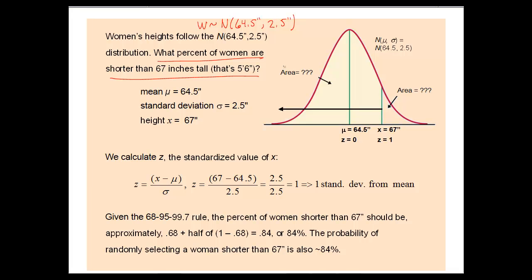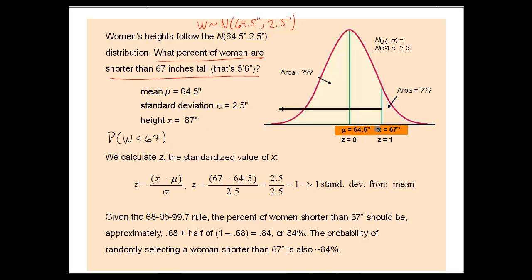So what we're looking at here is a curve with a mean of 64.5 inches and a standard deviation of 2.5 inches. Again, we are looking at the probability that a randomly selected woman from the women's distribution that we have here, or what percentage of women, are shorter than 67 inches tall. So, women's heights less than 67.